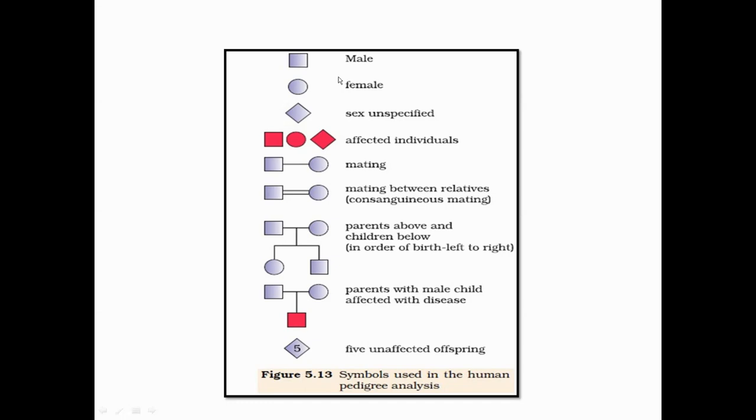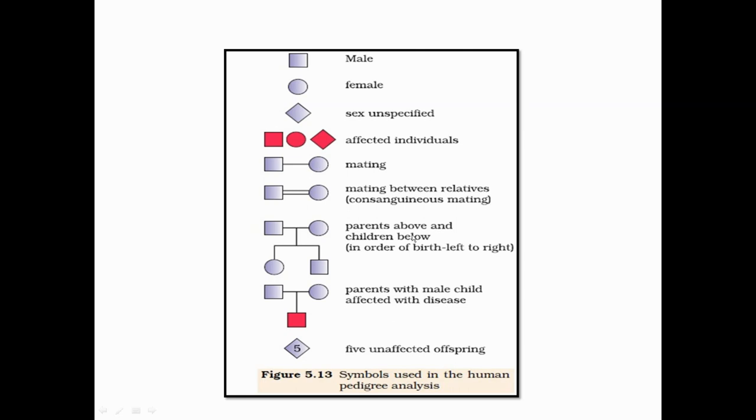Now these are the symbols used in pedigree analysis. Male is represented by a square and female by a simple circle, and if the sex is undetermined, then we need to place a rhombus. Affected individuals are represented with a red color. Mating is represented with the help of a line, and mating between relatives or consanguineous marriage is demarcated with the help of two parallel lines.